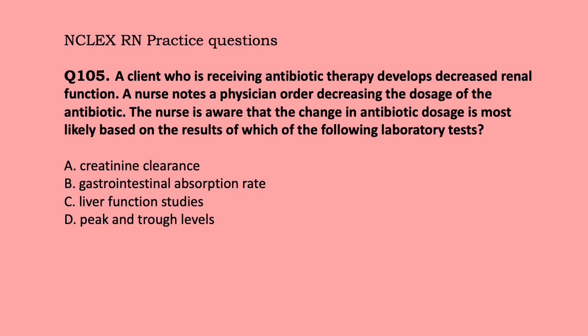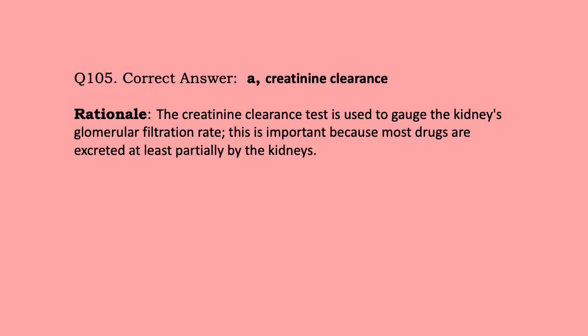A. Creatinine clearance. B. Gastrointestinal absorption rate. C. Liver function studies. D. Peak and trough levels. Correct answer, A. Creatinine clearance. Rationale: the creatinine clearance test is used to gauge the kidney's glomerular filtration rate. This is important because most drugs are excreted at least partially by the kidneys.